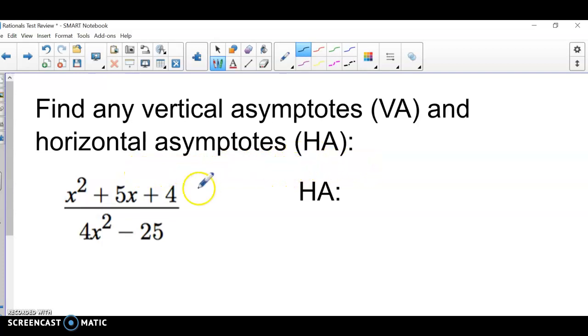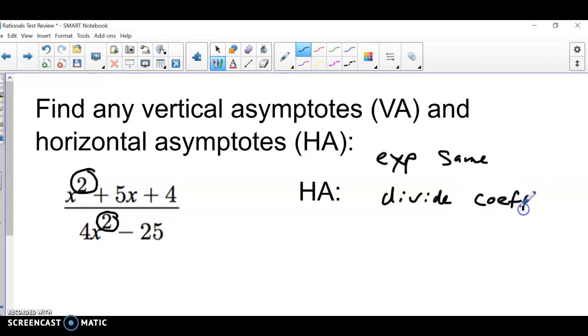Remember, when we find horizontal asymptotes, I'm looking at the exponents. So my highest power in the numerator is 2. My highest power in the denominator is also 2. So my exponents are the same. So my rule for when the exponents are the same is I divide the coefficients. So I'm going to look and see my coefficients here. There's a 1 out in front of this x squared, and I've got a 4 right here. Those are my coefficients. They're the numbers being multiplied by those x squareds. So my horizontal asymptote is y equals 1 divided by 4.